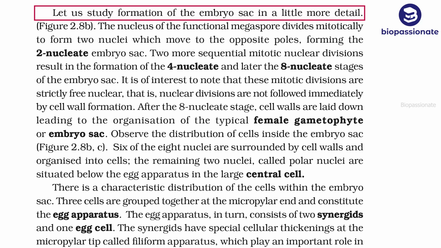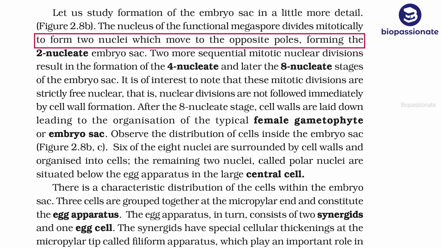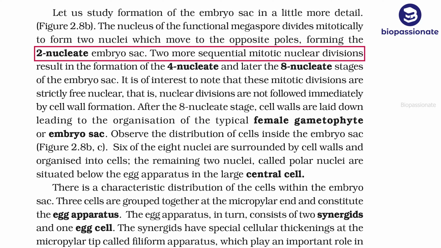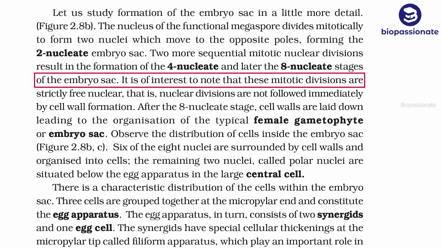Let us study formation of the embryo sac in a little more detail. Figure 2.8b. The nucleus of the functional megaspore divides mitotically to form two nuclei which move to the opposite poles, forming the two-nucleate embryo sac. Two more sequential mitotic nuclear divisions result in the formation of the four-nucleate and later the eight-nucleate stages of the embryo sac.